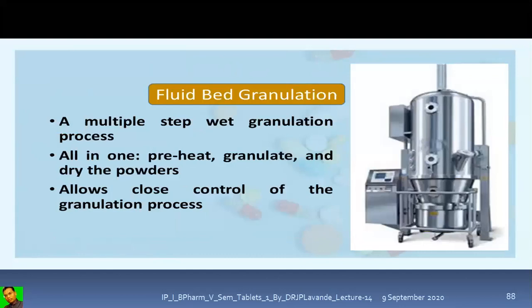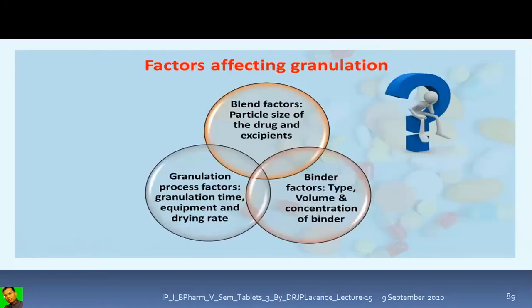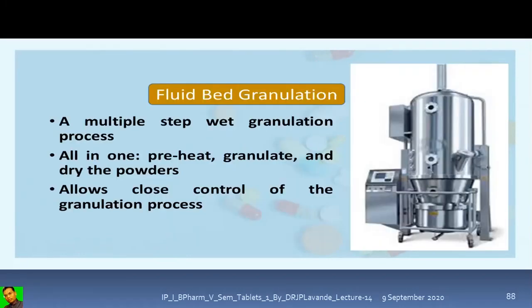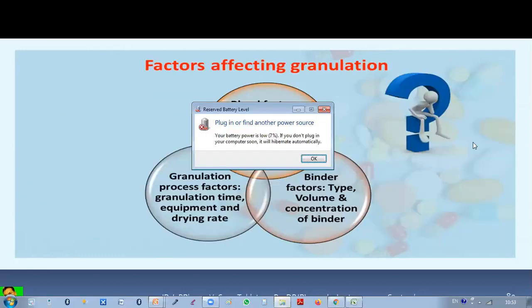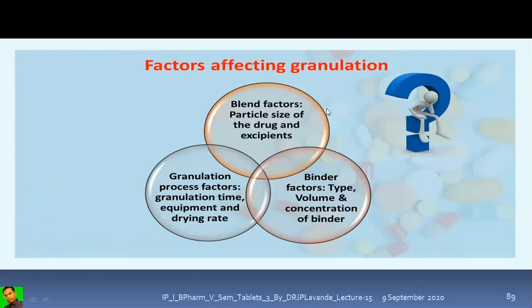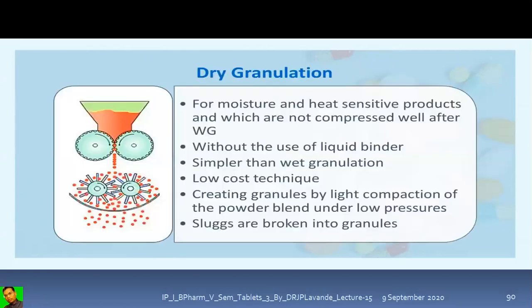The granule that can be obtained through the multiple step wet granulation process, that is the FGD, where all processes, that is the preheating, granulation and drying, will occur inside of this granulator. So factors which will affect the process of granulation are nothing but the blend factor, binding factor, and the granulation factors. All these factors contribute to the process of granulation.